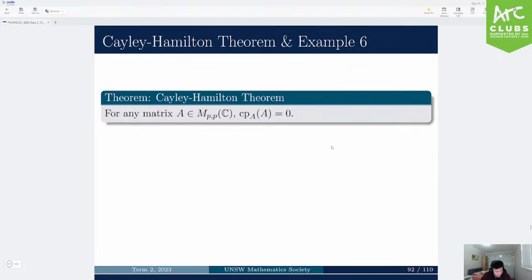And that brings us on to the next part on the Cayley-Hamilton theorem. So for any matrix A, if we take the characteristic polynomial of A and we plug in A itself, that's just going to return our 0.